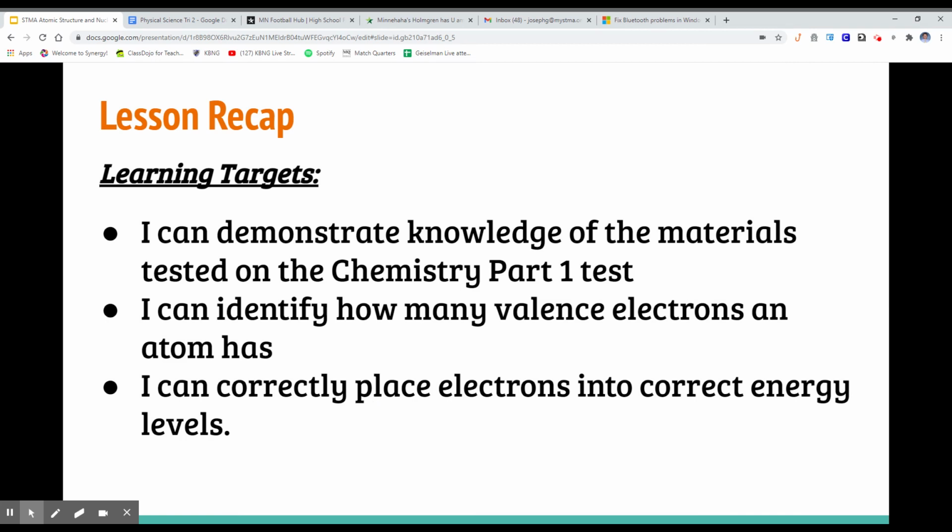So today you should be able to remember and demonstrate the knowledge from the materials on test one. You can identify how many valence electrons atoms have by counting how many are in the outermost shell, or the outermost level, or the outermost orbital, or the outermost ring, however you want to term it. And then you can correctly place electrons into the correct energy levels, starting with 2 in the first level, 8 in the second, and then 8 in the third.